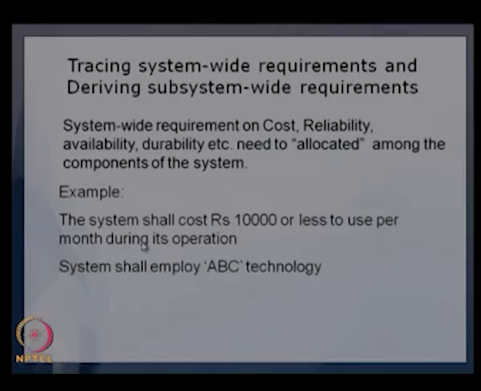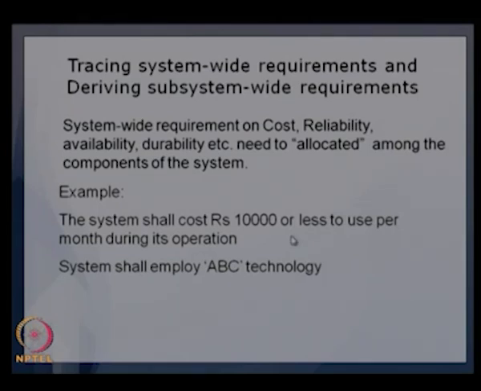When we say the system shall cost 10,000 or less to use per month during its operation, we need to find out what things will contribute to the cost, that is the operating cost, and then how we allocate this operating cost among the components. For example, if you take the elevator system itself, the operating cost may include the power charges, the control cost, and the input output requirements. All those will be contributing to the total operating cost, and this we need to allocate amongst the components. So, that is the requirement over here.